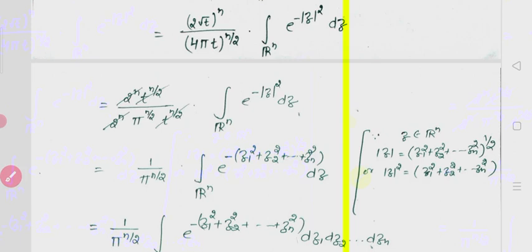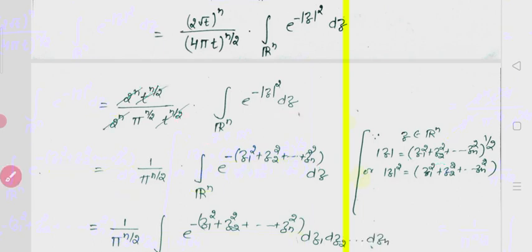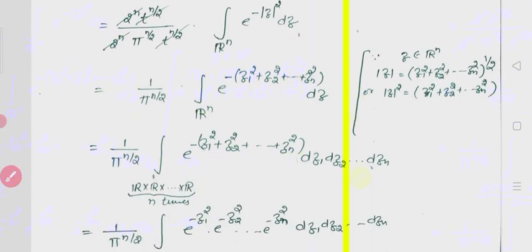So what will be the mode of z? On the right side you can see it will be z1 square plus z2 square plus zn square, all power 1 by 2. Or you can say that mod z square will be equal to z1 square plus z2 square plus zn square, right? So this is mod z square. So we'll write down here its value: e raised to power minus, z1 square plus z2 square plus zn square, and this is dz. dz is nothing but dz1 dz2 dzn, right?